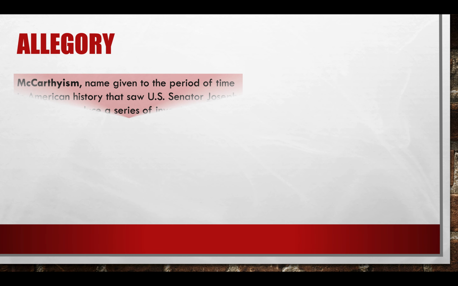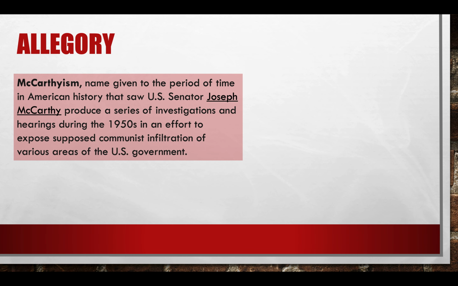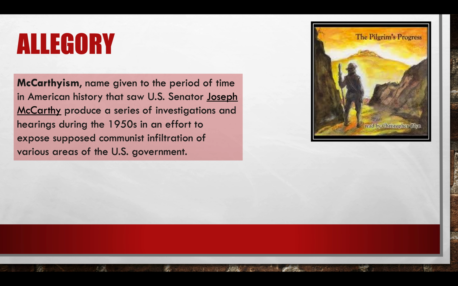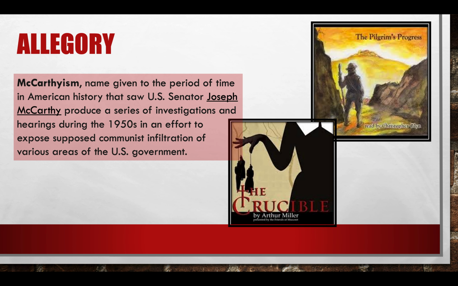Perhaps the most famous literary allegory is John Bunyan's The Pilgrim's Progress, which is a 17th century story about a journey on earth that is also about the soul's ascension to heaven. A more recent example is Arthur Miller's The Crucible, which on the surface is about the Salem witch trials, but is also an allegory for McCarthyism in the 20th century.